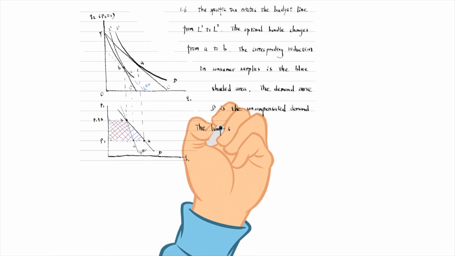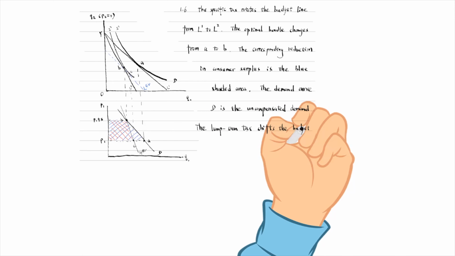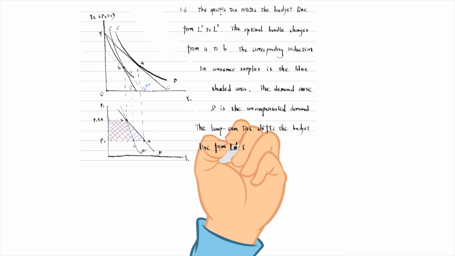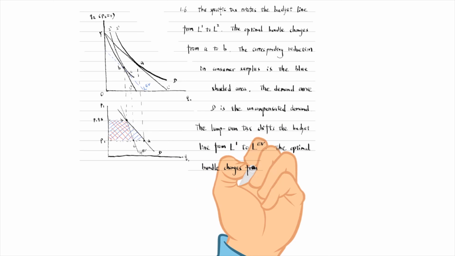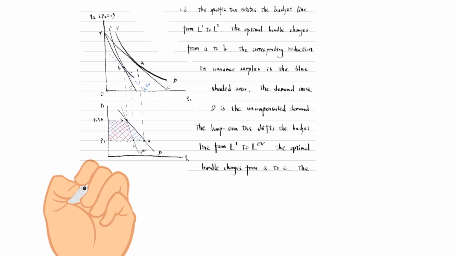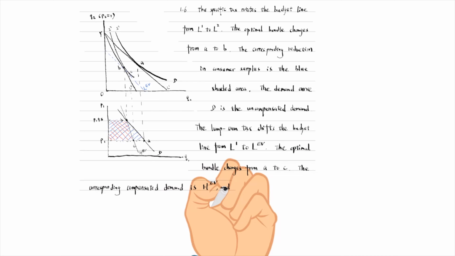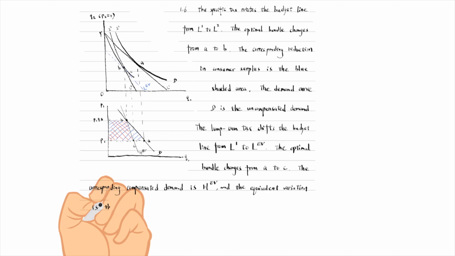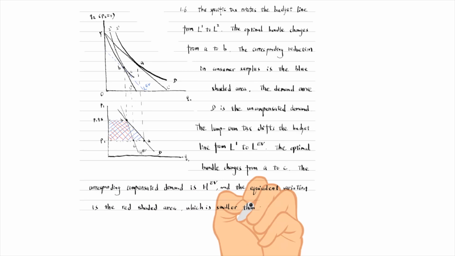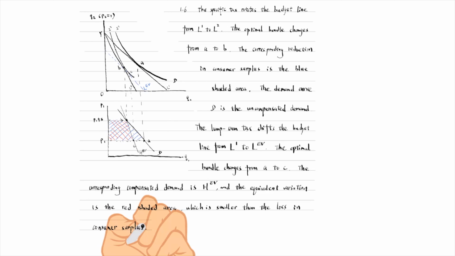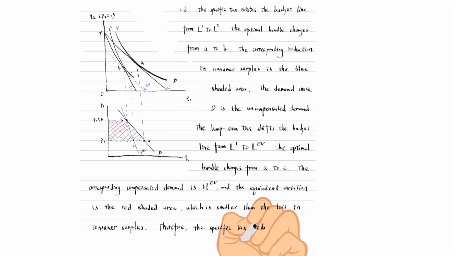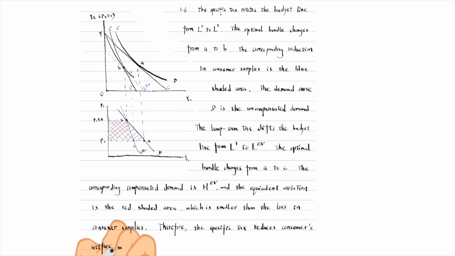The lump sum tax shifts the budget line from L1 to LEV. The optimal bundle changes from A to C. The corresponding compensated demand curve is HEV, and the equivalent variation is the red shaded area, which is smaller than the loss in consumer surplus, the blue area. Therefore, the specific tax reduces consumers' welfare more than the comparable lump sum tax.